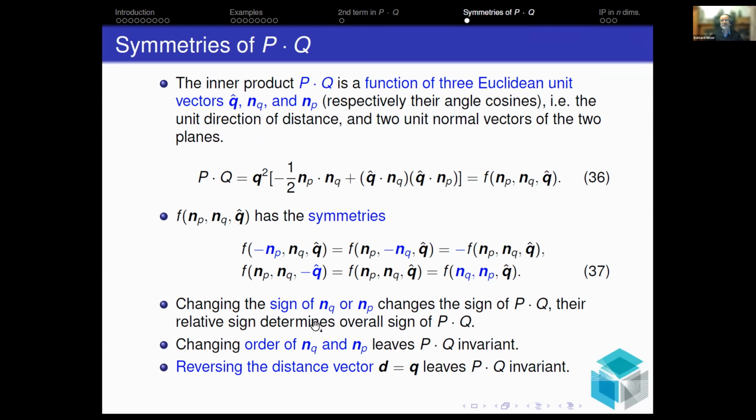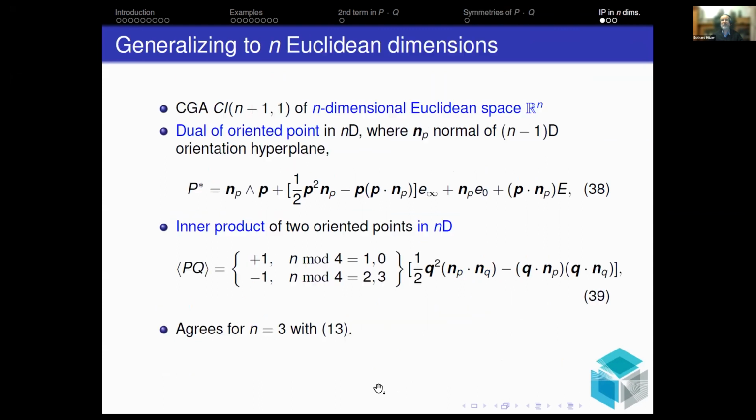So changing the sign of NP or NQ changes the sign of the inner product, and the relative sign of NP and NQ therefore determines the overall sign of P dot Q. Changing the order of the two leaves the inner product invariant, and reversing the distance vector leaves it invariant.